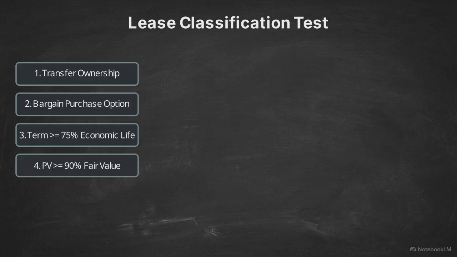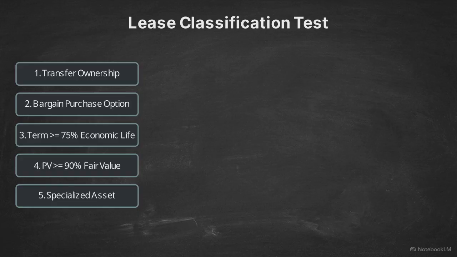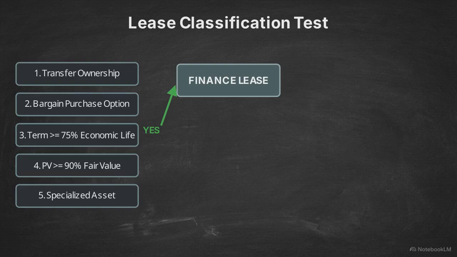And fifth, is the leased asset so specialized that it will have no alternative use to the lessor when the lease ends? If the contract meets any single one of these criteria, it is classified as a finance lease. If it meets none of them, it defaults to an operating lease.